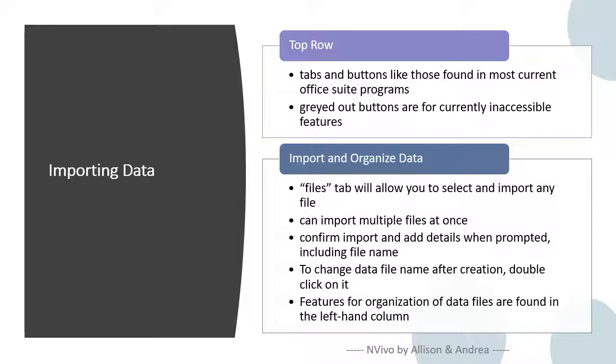I'll show a demonstration of this in a moment, but just to walk you through how to navigate Nvivo, the top row has tabs and buttons like those found in most current Office suite programs. The grayed out buttons are for currently inaccessible features, and it allows you to import and organize your data. So there's the Files tab that will allow you to select and import any file.